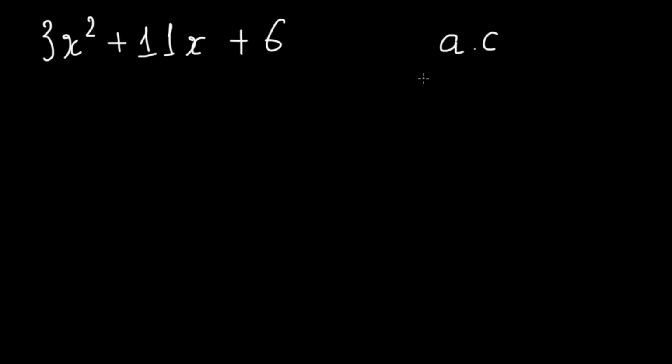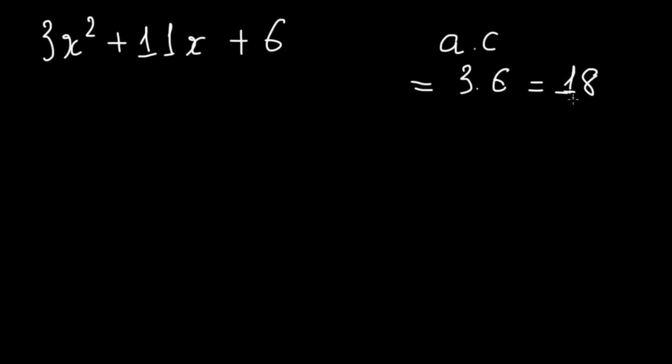Let's work on another example: 3x squared plus 11x plus 6. You've got 3 is a, b is 11, and c is 6. So we do the same. We take a times c, which is 3 times 6 equals 18, right?